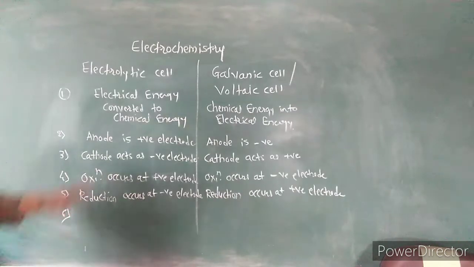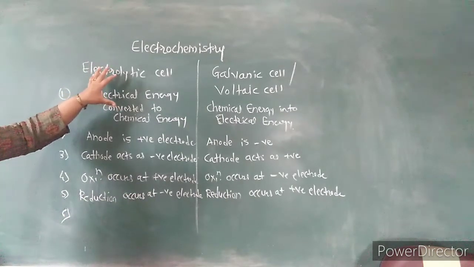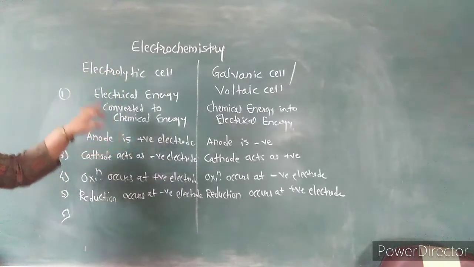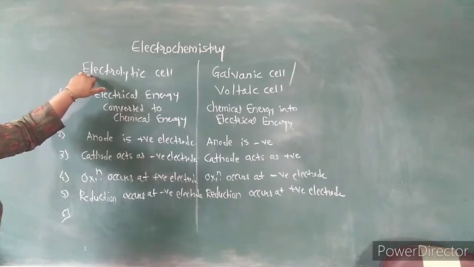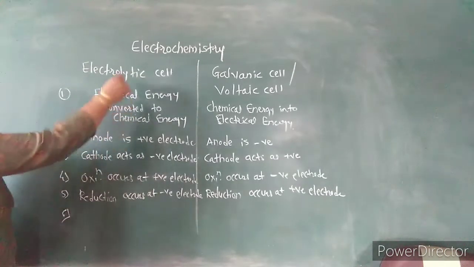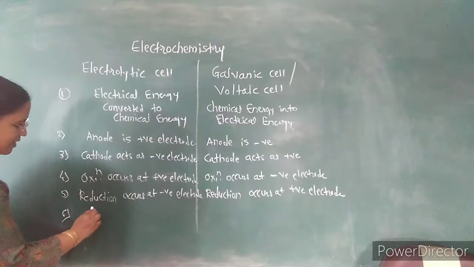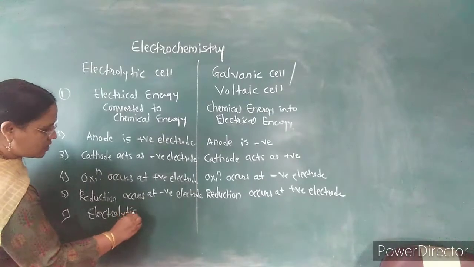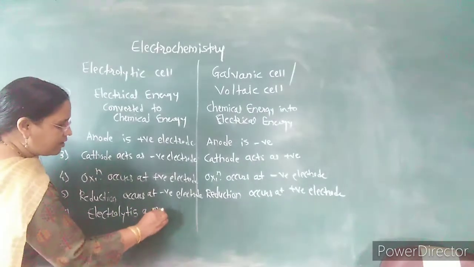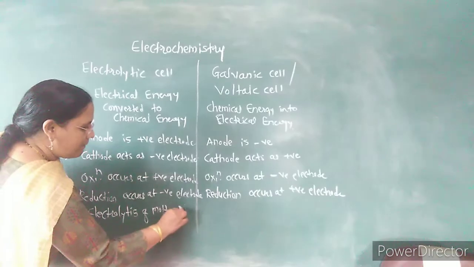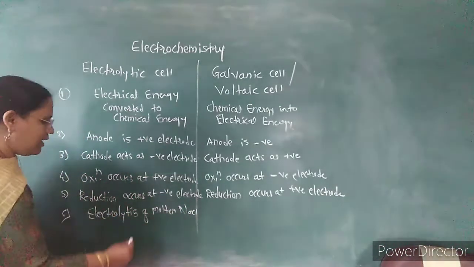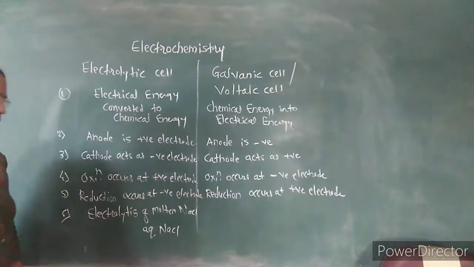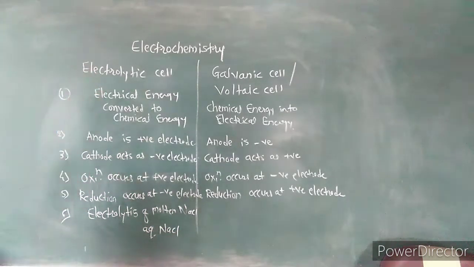Example, the concept of electrolysis: all non-spontaneous reactions which forcefully occur by supplying electricity from an external source, that process is called the electrolysis process. So the reaction which takes place in an electrolytic cell is electrolysis. So electrolysis of molten, that is fused, NaCl, sodium chloride, or electrolysis of aqueous NaCl. These are the reactions which take place in an electrolytic cell.